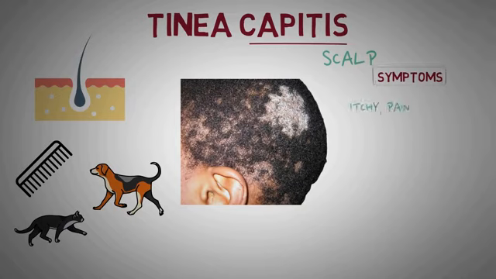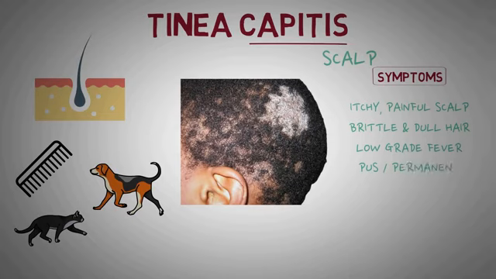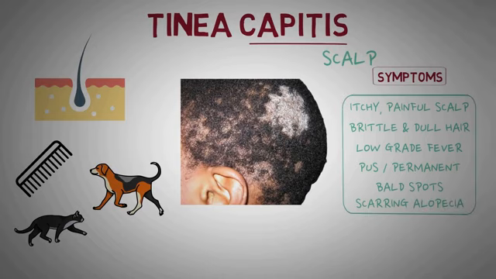Its symptoms are very straightforward, and the diagnosis is also based upon the examination of the scalp. You can experience a very itchy and sometimes a painful scalp. The hair becomes brittle, loses its shine and breaks very easily upon minimal plucking. You can also experience low-grade fever. More severe forms present with pus coming out and permanent bald spots and scarring, which is stressful both mentally and aesthetically.